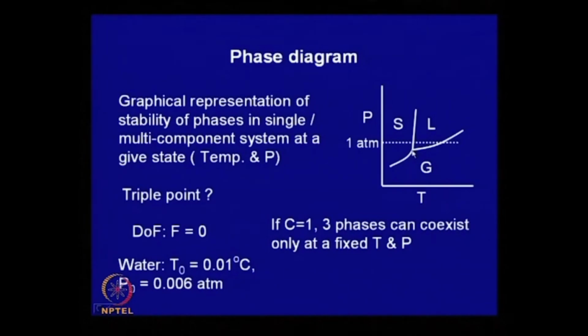For this particular case, if you apply the phase rule, you find that at the triple point the degree of freedom is 0. So for any pure material, say water, this is a fixed point, which is written over here: this T naught is almost 0.01 degree centigrade and the pressure at that point is 0.006 atmosphere.